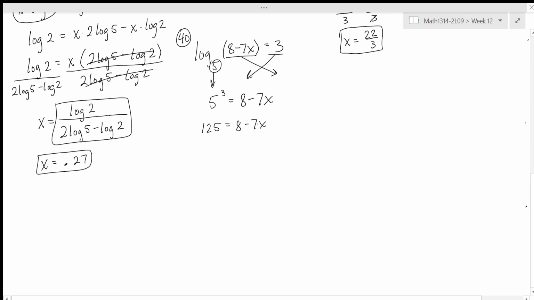And then 2 more steps and we're done. You want to move the 8. So what is 125 minus 8? And then divide both sides by negative 7. Man, I hope it divides nicely. 117 divided by negative 7? Oh, it didn't divide at all. Oh well, we'll take that.